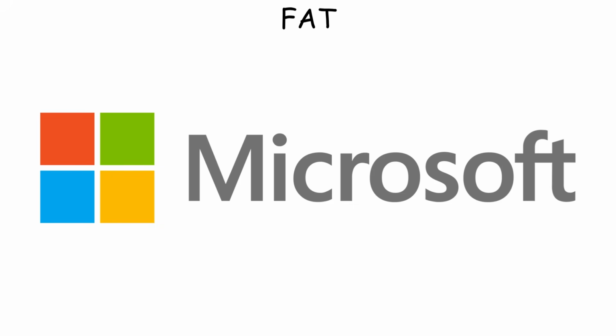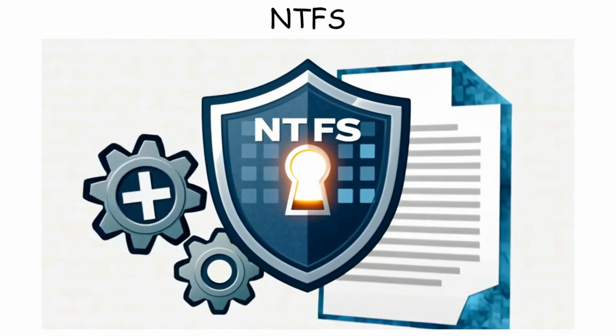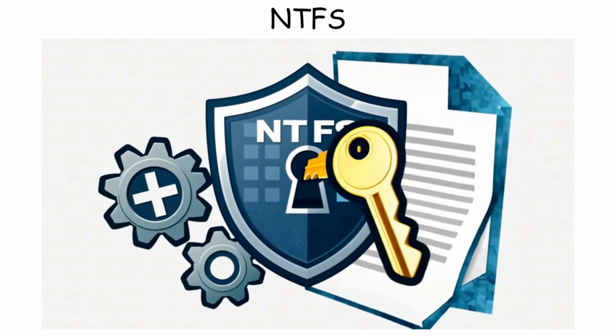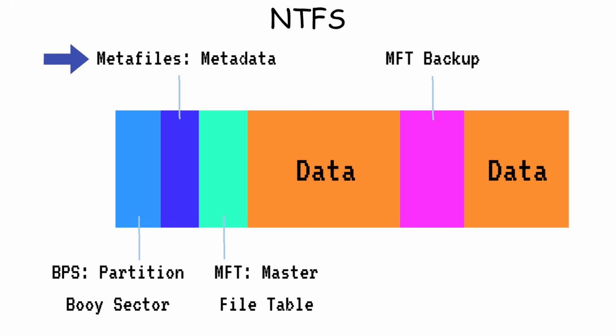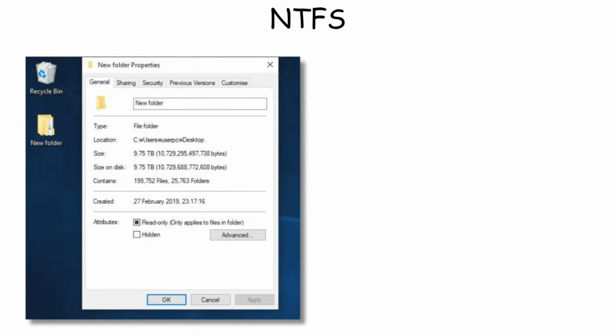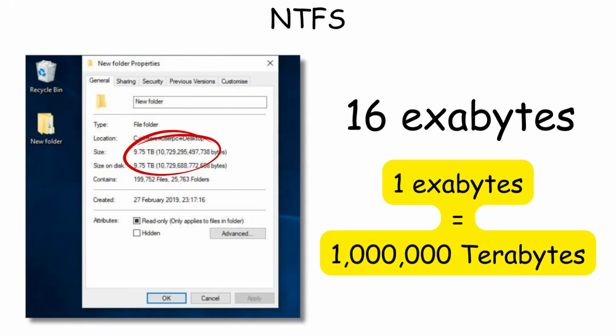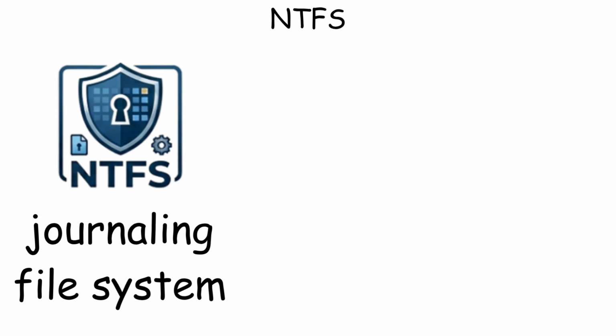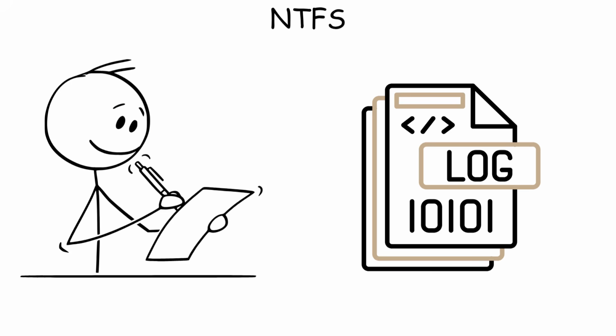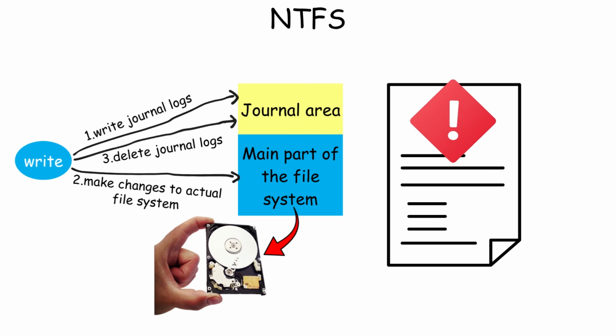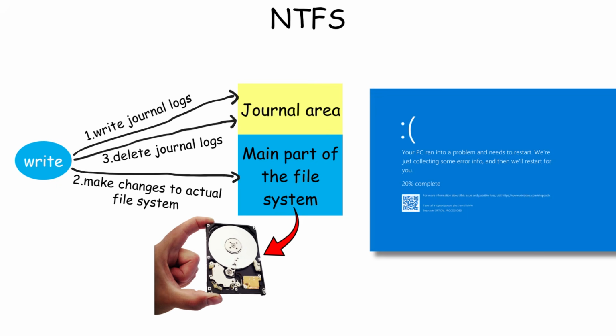To address these limitations, Microsoft introduced NTFS, or New Technology File System. NTFS is a file system that uses a structured metadata architecture based on the master file table, allowing efficient storage, indexing, and retrieval of files. It supports extremely large files and volumes. Theoretical limits reach up to 16 exabytes, although practical limits depend on operating system implementations and are significantly lower in real-world use. NTFS is a journaling file system, meaning it records changes before they are committed. This allows the system to recover more reliably after crashes or power failures.